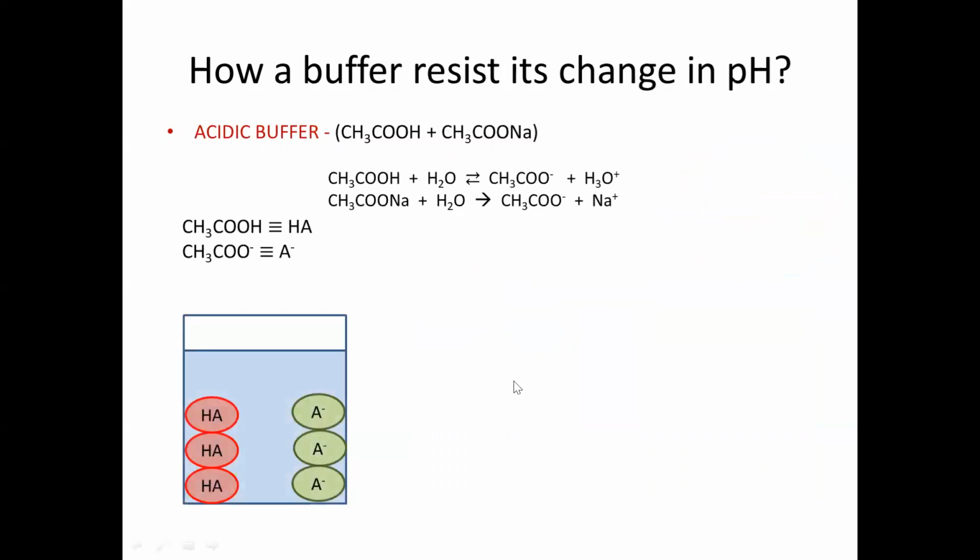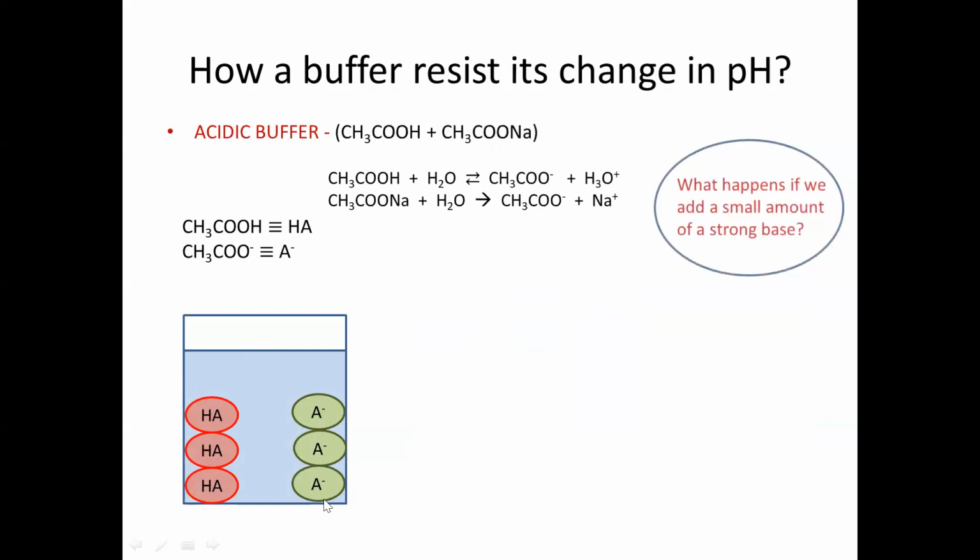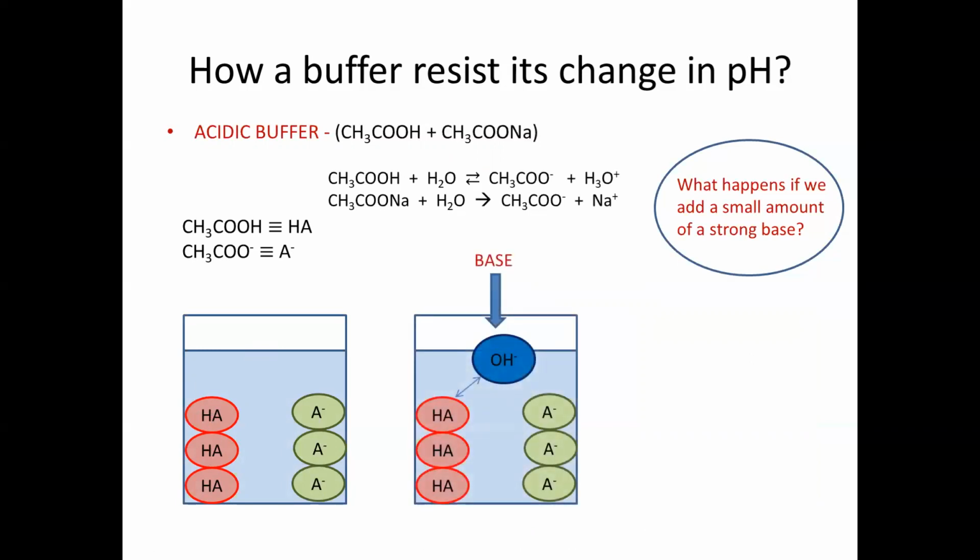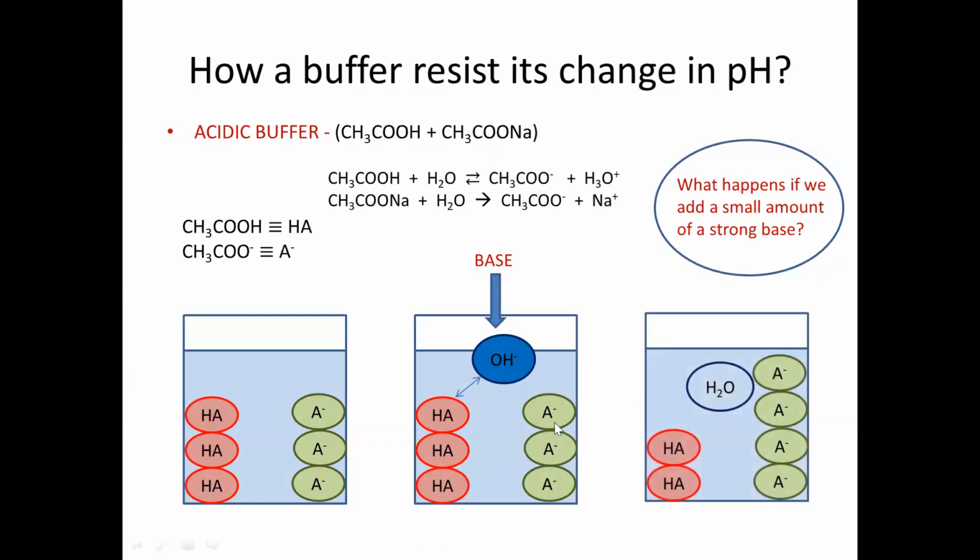So we have an acidic buffer solution having equal concentrations of the undissociated acid as well as the salt. What happens when we add a small amount of a strong base to this buffer solution? Now the base, which is OH minus ions, will combine with the weak acid and give rise to more of the dissociated ions and decrease the concentration of the undissociated acid. This can also be shown by Le Chatelier's principle.